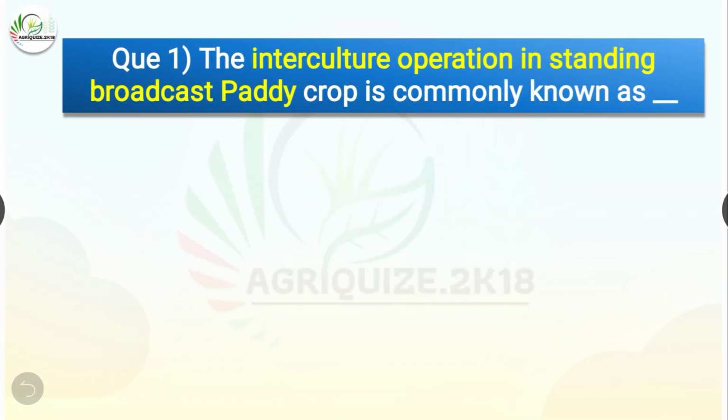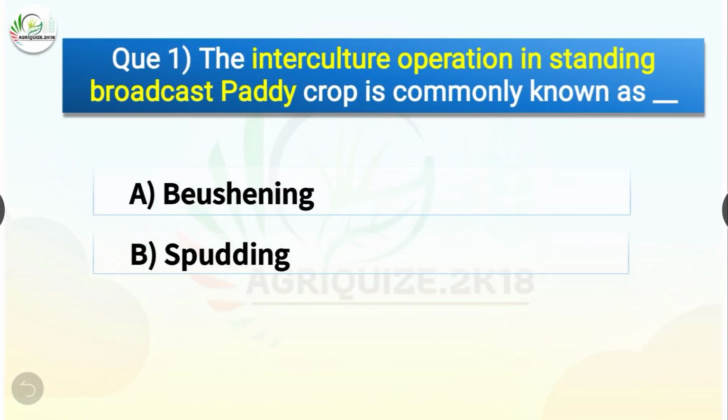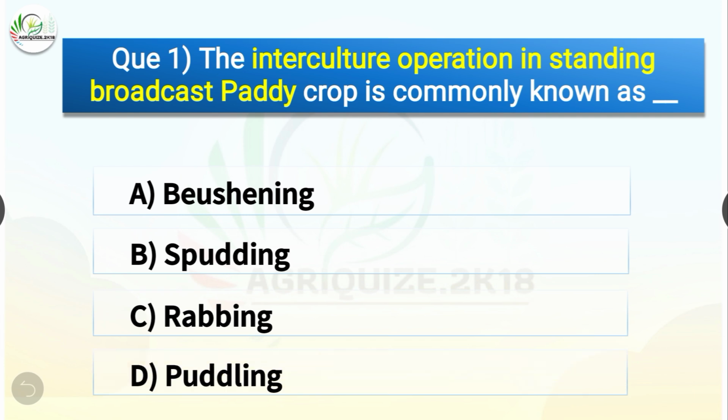Question number 1. The interculture operation in standing broadcast paddy crop is commonly known as dash. The options are bushening, spudding, rabbing or puddling. The correct answer is option A, bushening. So the interculture operation in standing broadcast paddy crop is commonly known as bushening.